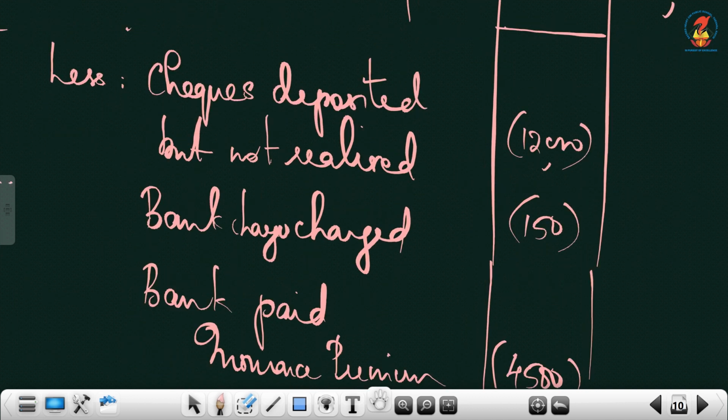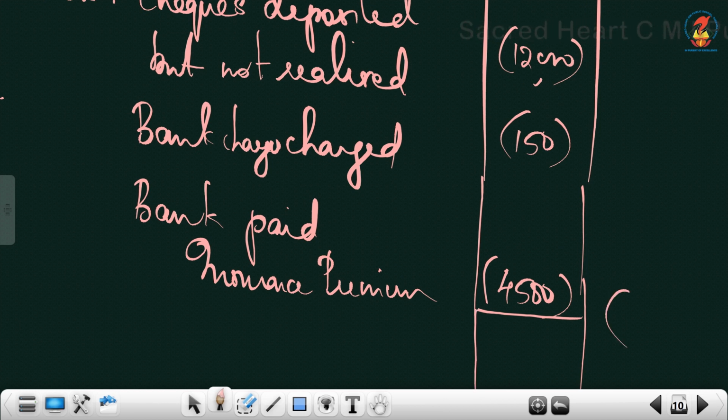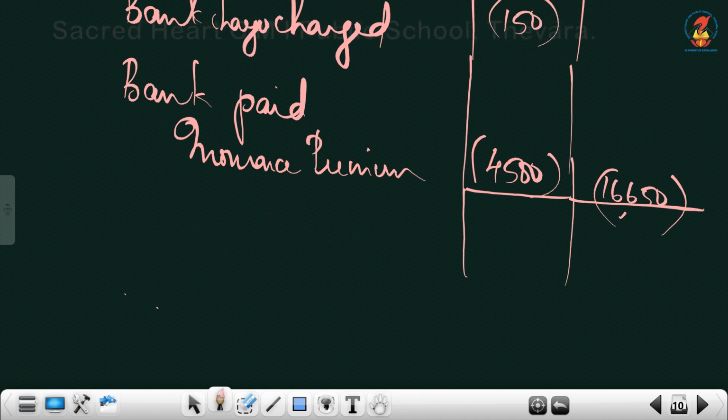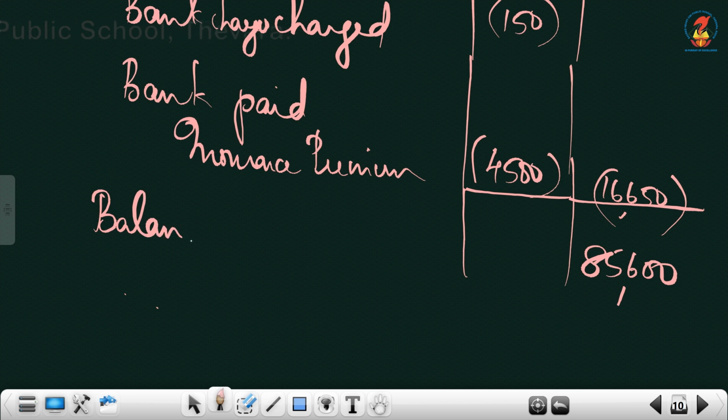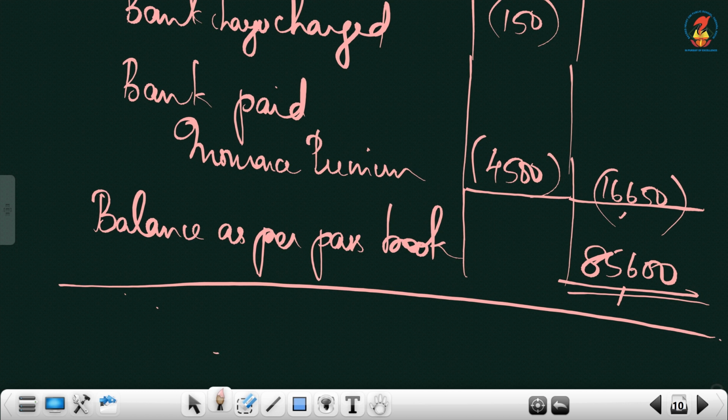Then next what we have to do is just add these three. The total of less items is 16,650. So we will deduct this figure from the total of the above two figures. So finally what you get is 85,600. Just do the calculations yourself, and that we will write as balance as per passbook. Since we started with the cash book, this is balance as per passbook. Double line this figure and you can close this statement.